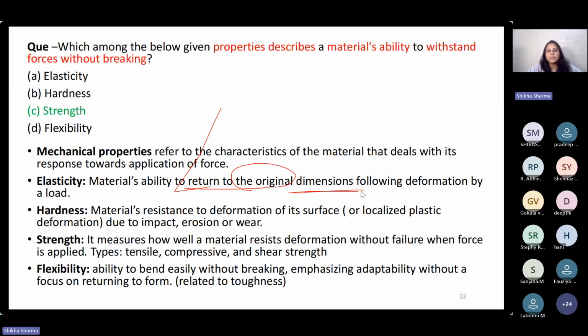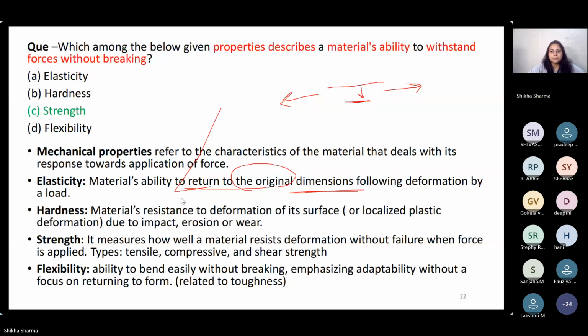Like rubber, if we are stretching it or putting some kind of load or force, after the deformation the rubber will come back to its original dimensions. So it will return back to the original, right?